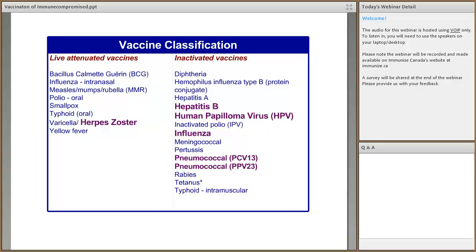For the purposes of vaccinating immunocompromised persons, I'd like to divide up vaccines into live attenuated and inactivated, and those are listed on this slide. And I've highlighted for you the vaccines that are especially important for adults. So for example, in the live attenuated section, a shingles vaccine or herpes zoster vaccine is one of the recommended vaccines. In the inactivated vaccines column, you'll see that HPV, influenza, pneumococcal, and hepatitis B vaccines are especially some of the vaccines recommended for adults.